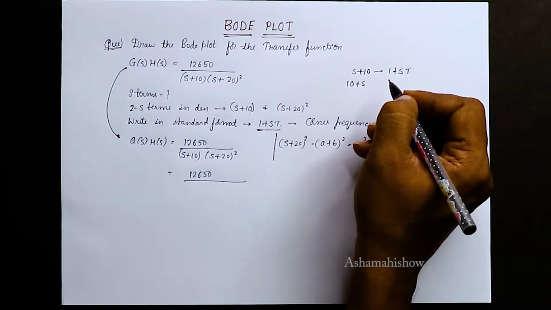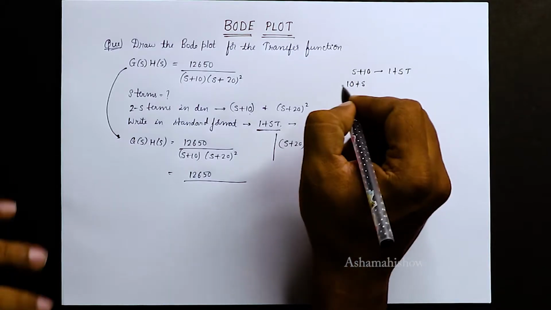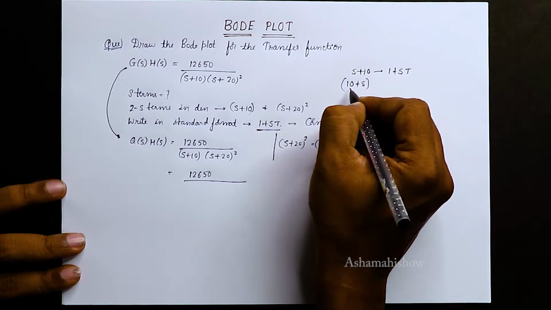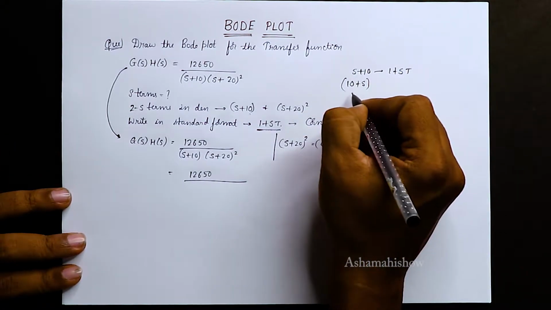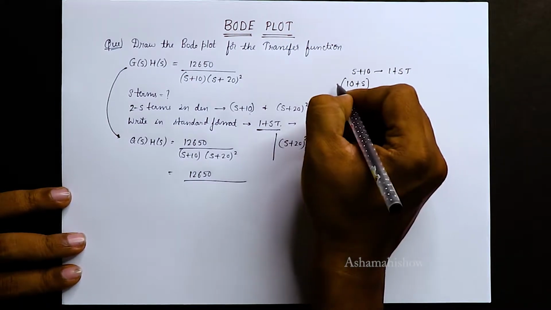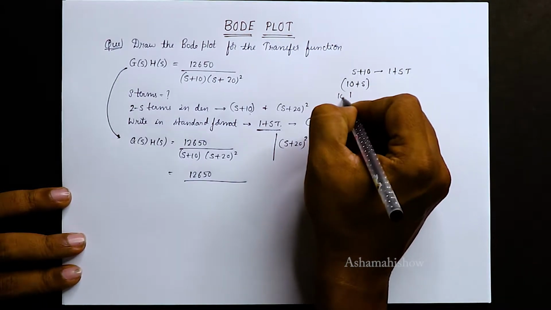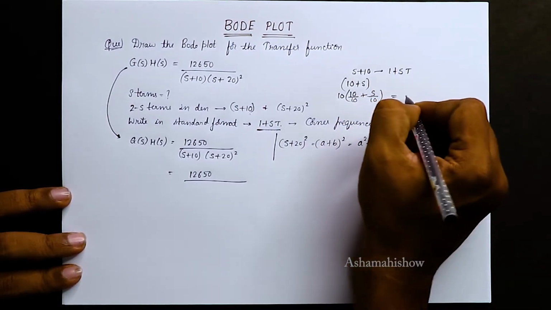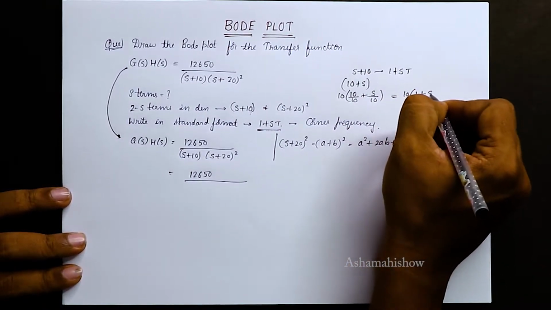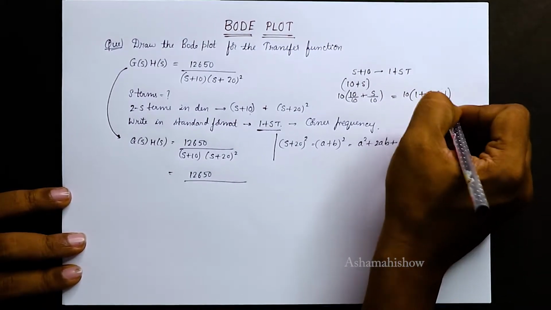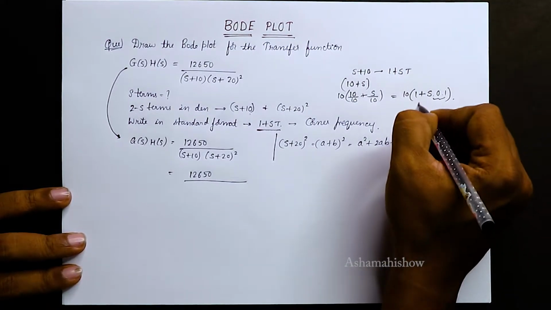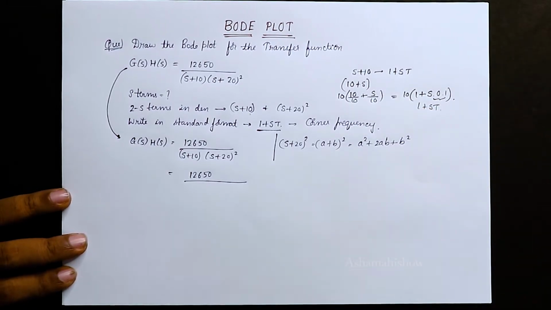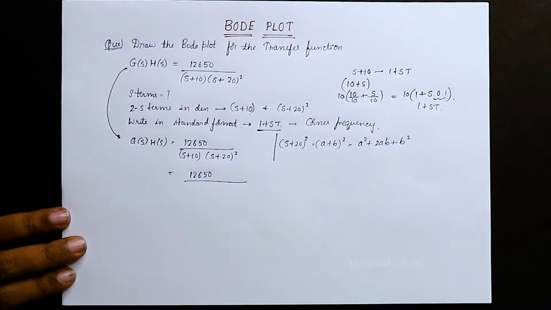To get that, you need to take 10 outside so that you get 1 here. If you take 10 outside, what happens? If you take 10 outside, it is 10 into (1 plus s by 10), which is 10 into 1 plus s into 0.1. So that is your 1 plus s t format. See how we have written that? That we will do here.